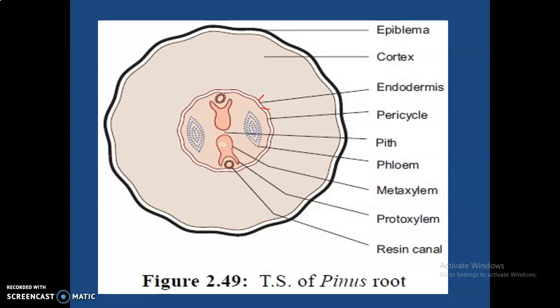In this, vascular bundles are radially arranged. Radially arranged means xylem and phloem are on different radii. This condition of the vascular bundles is called the radial arrangement of the vascular bundles. Vascular bundles number from 2 to 6. In the xylem there is a resin canal duct, which makes the shape of the xylem Y shaped.